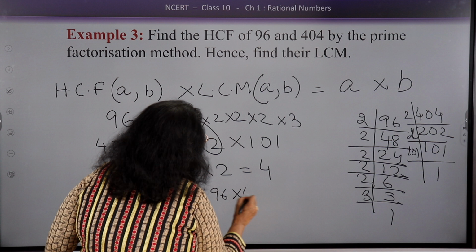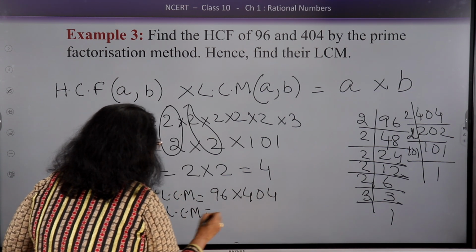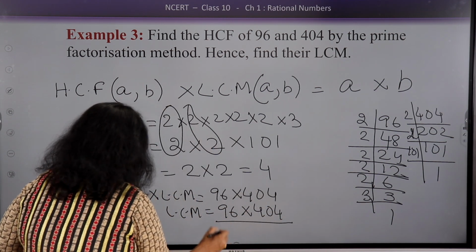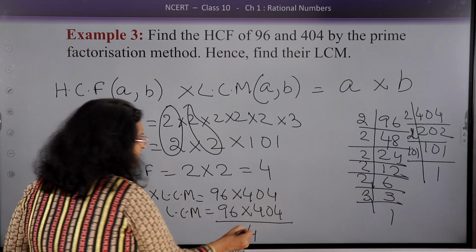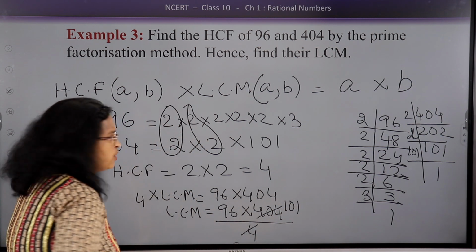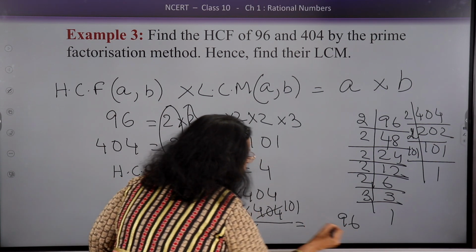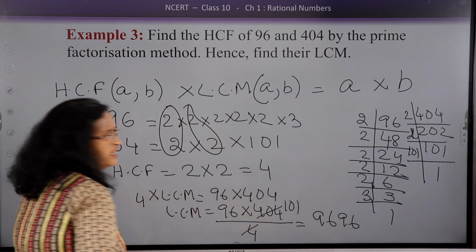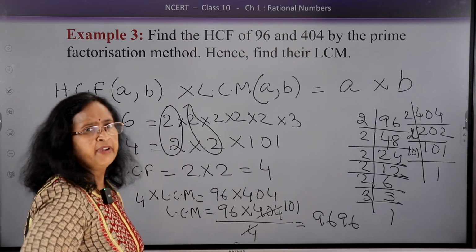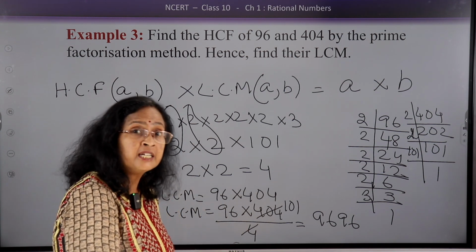96 into 404. So LCM is equal to 96 into 404 whole by 4. This goes directly 101. So 101 into 96, 96 into 1, 96, 0, nothing, again a 96. Easy. So now what, after solving, don't leave it like that. You are supposed to write the answers separately.